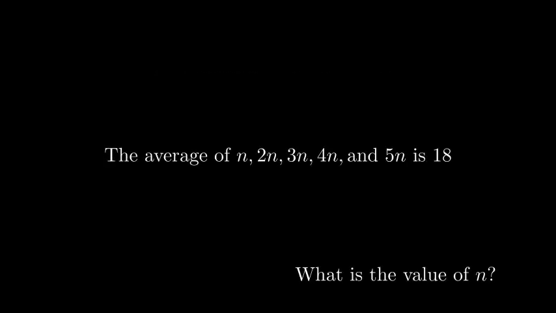So let's start with part 1. The average of n, 2n, 3n, 4n, and 5n is equal to 18. What's the value of n?